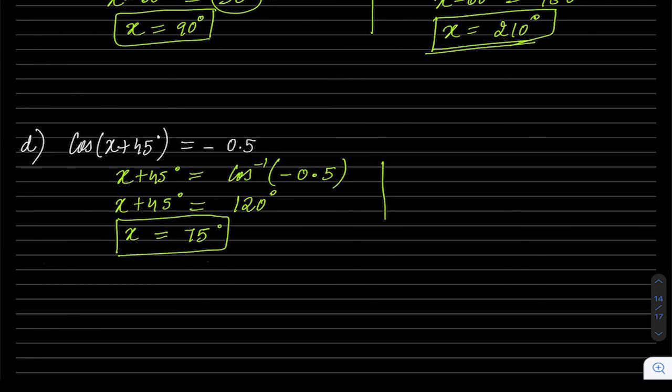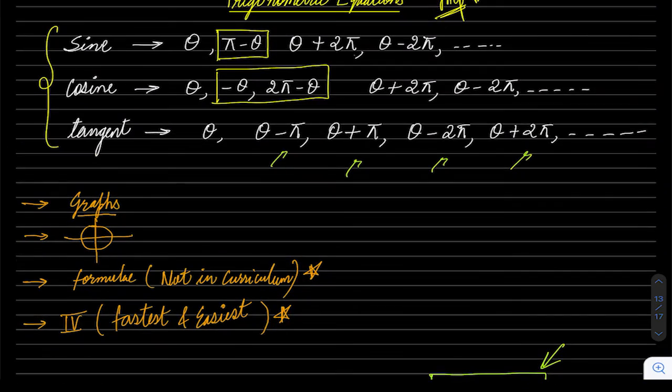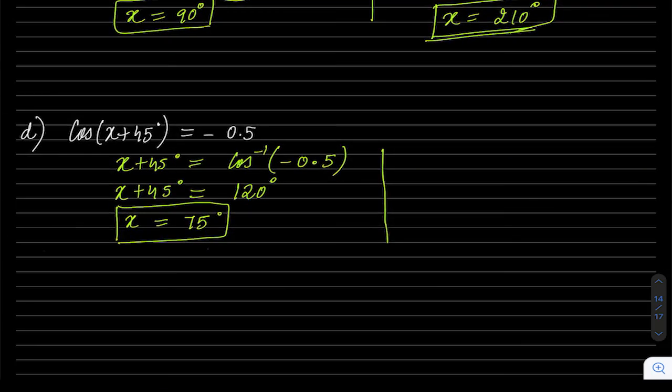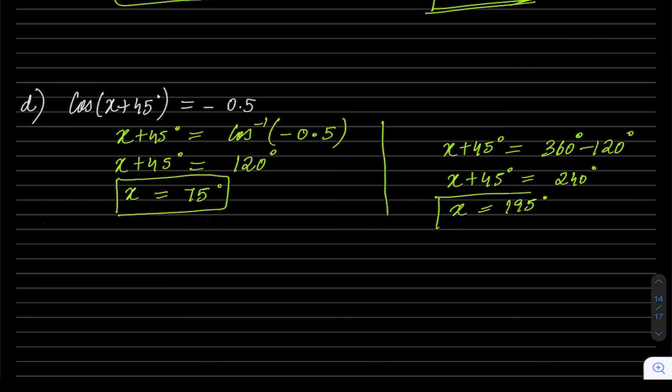Now how do we find the other answers? Just remember this, for cos, theta, minus theta and 2 pi minus theta are the same. So I will not go for minus theta. Why? Because if I go for minus theta, it will give me a negative answer. I don't need a negative answer right now. So the second answer is 2 pi minus theta, that is 360 minus, as easy as that. So x plus 45 equals 240 and x will be equal to 195 degrees. So that is my second answer. So this is my first answer, this is my second answer.